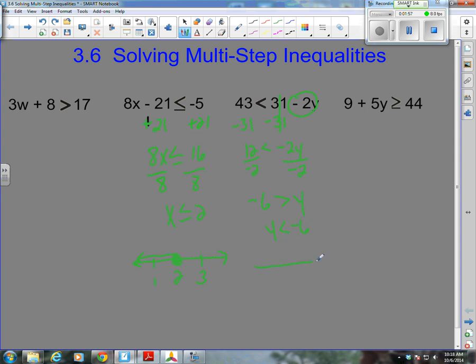Okay, again, graphing. Negative 6 in the center, got negative 5, got negative 7, circle negative 6 going to the left.